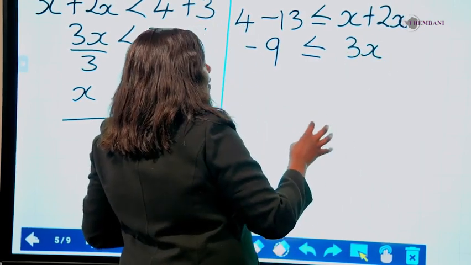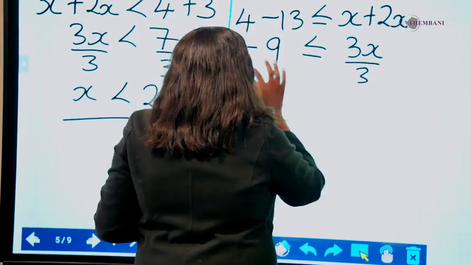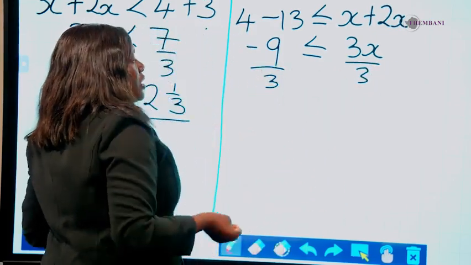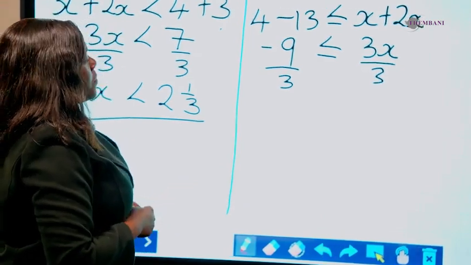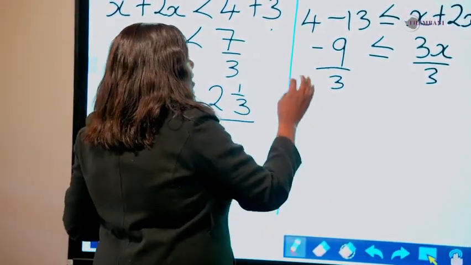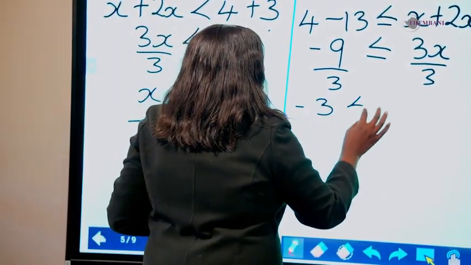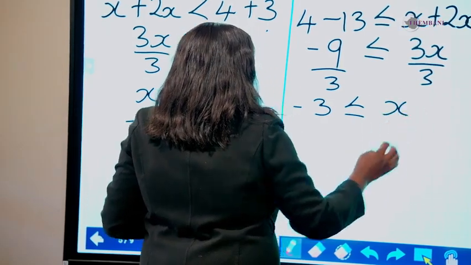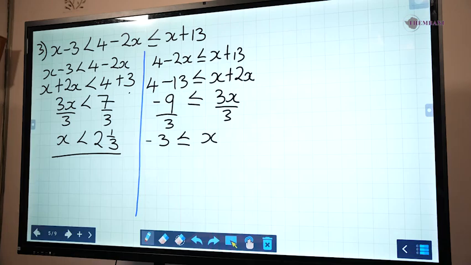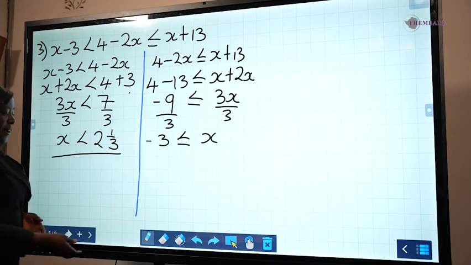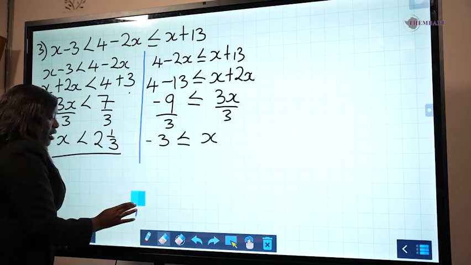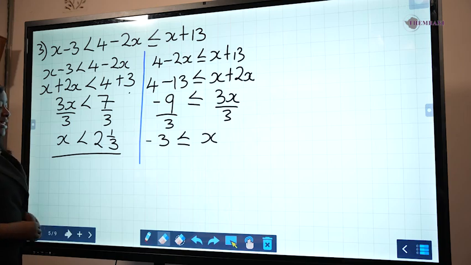For me to find the value of x, I'm going to divide both sides by 3. So this side, I'm going to get a negative 3 is less than or equal to x. So I now have these two inequalities. Remember, I said when you have simultaneous inequalities, you then need to combine them. So now we want to combine these inequalities.